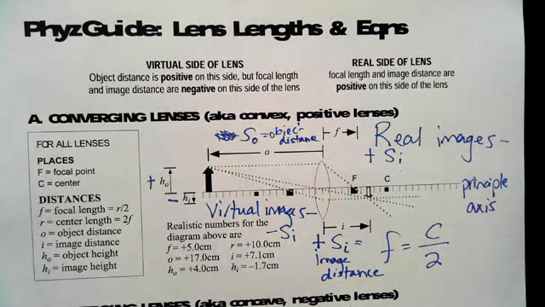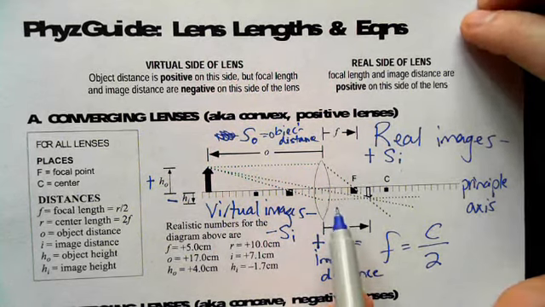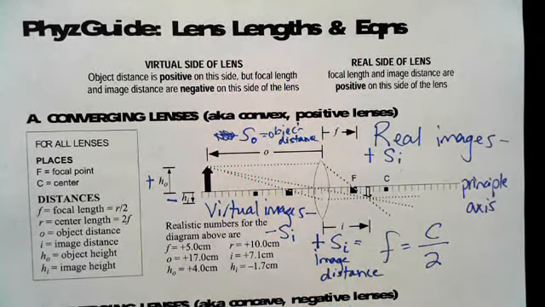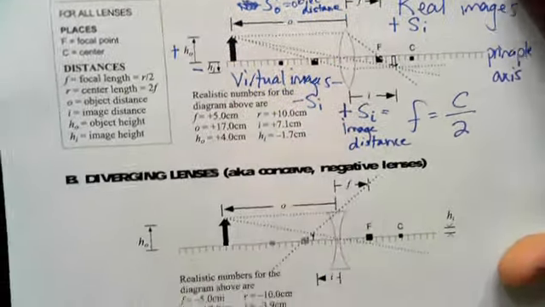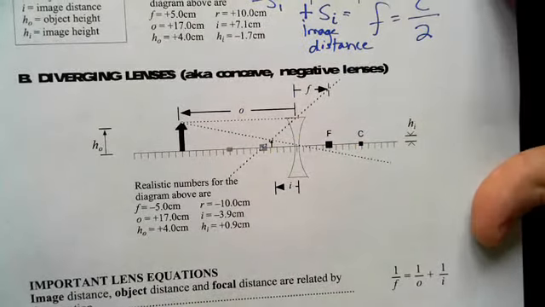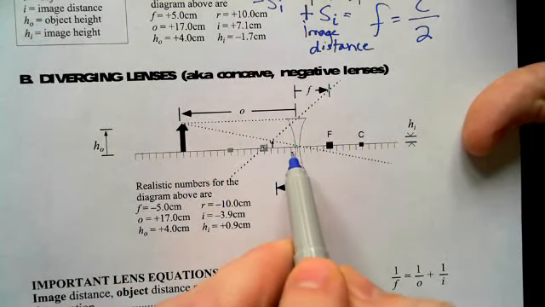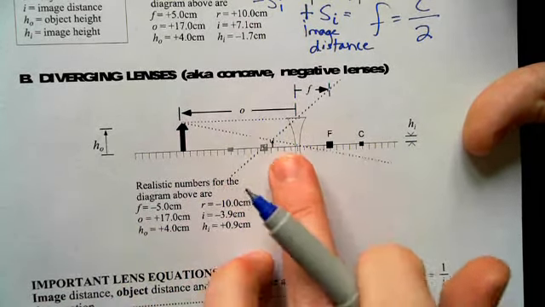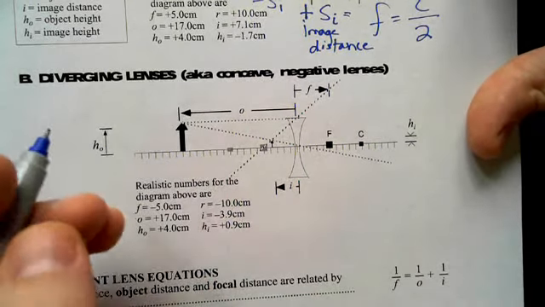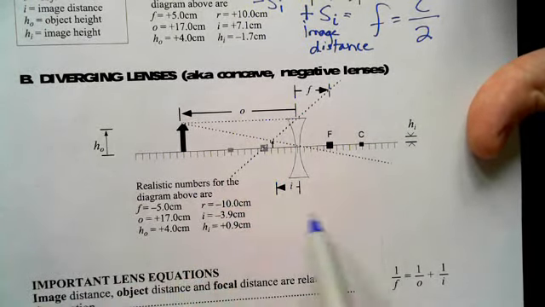All right, so that's convex, and we'll talk about the different types of images that can form in just a second. Then you have diverging lenses. These are lenses that cause light to scatter, and they always form the same kind of image, which we'll talk about in just a minute.